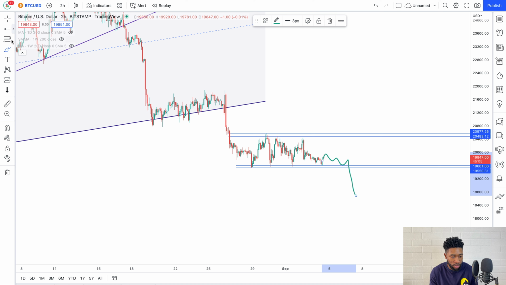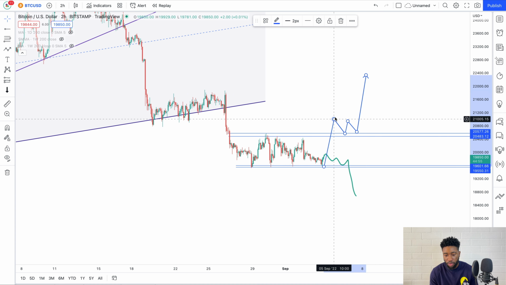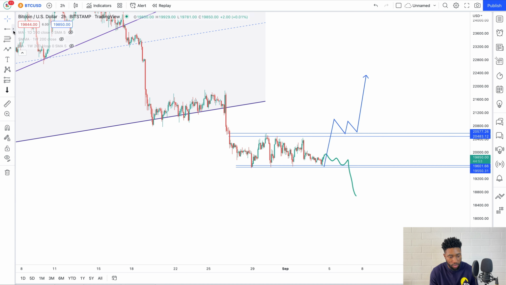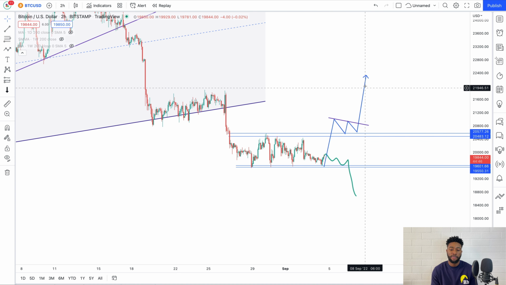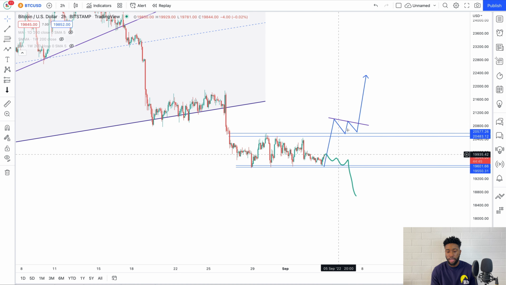If you want to go long for Bitcoin, then this is something you should watch out for: a breakout, a retest, some sort of slight consolidation, and then another breakout before you consider going long for Bitcoin. But in my opinion, I don't think I will be doing this. Something like this is what you should watch out for to go long, but I think I'll just play along with the trend.